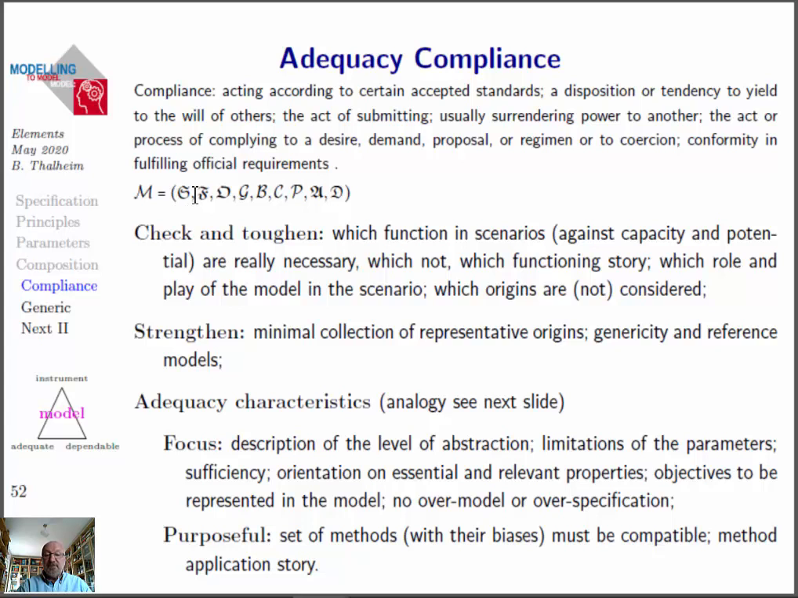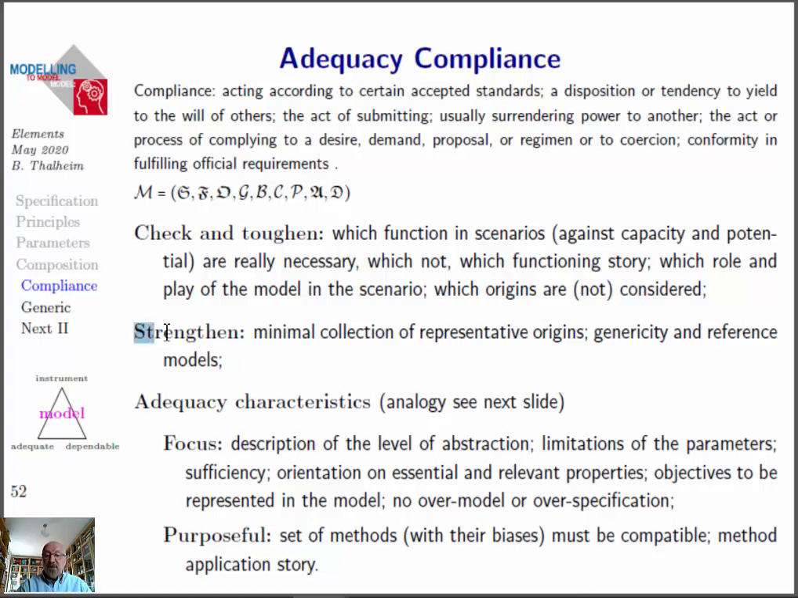In reality, for this part, we should only consider the functions the model should play and the adequacy. That is a bit simpler. For this reason, we can now have a procedure of checking and toughening the model according to the functions in scenarios that are really necessary and excluding those which are not really necessary. Then we have also a functioning story, and the model has a role and a play in the given scenario. In this case, we also might limit our attention to those origins that are really considered and exclude a good number of origins that we should not consider at all.